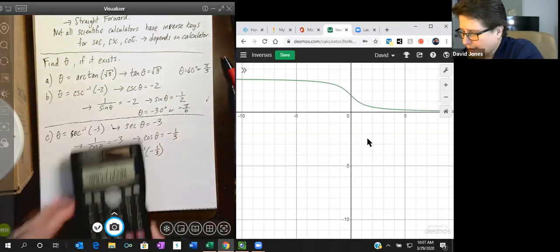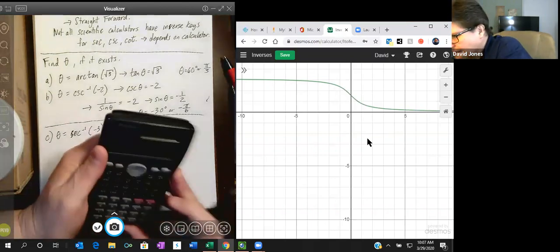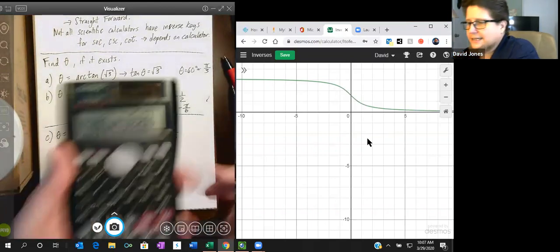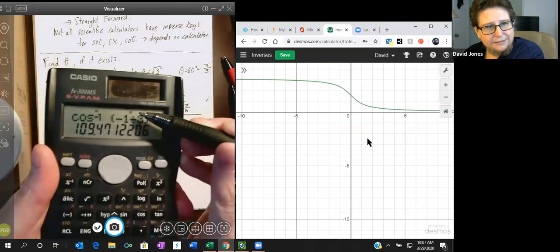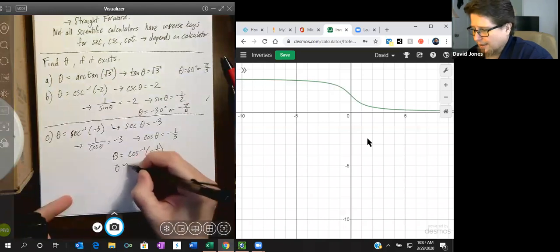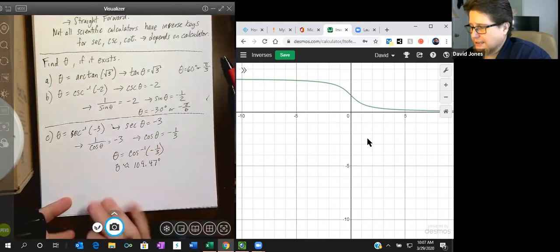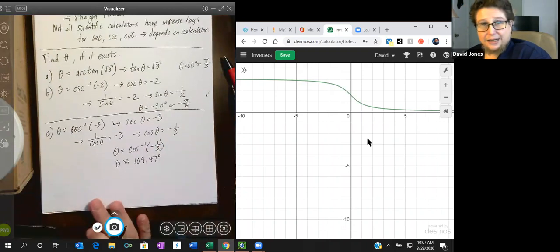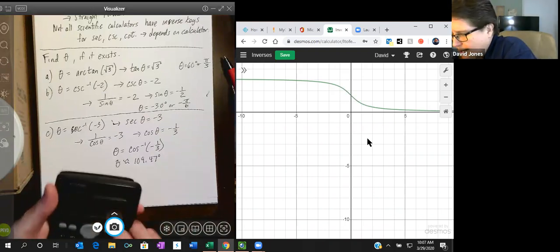This is in degrees, I'm pretty sure. Yeah, it says D. That means I'm in degrees, which sucks. So theta is approximately 109.47 degrees. Is that in cosine's range? Yeah, it's 0 to 180. I can switch this over to radian mode.